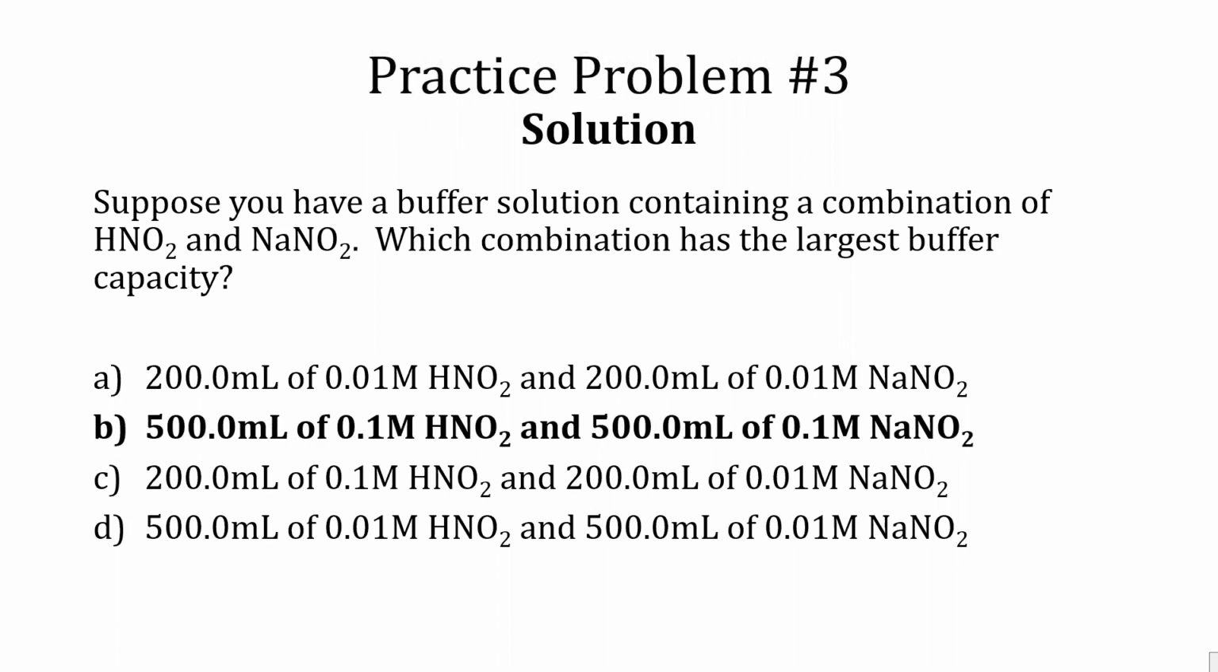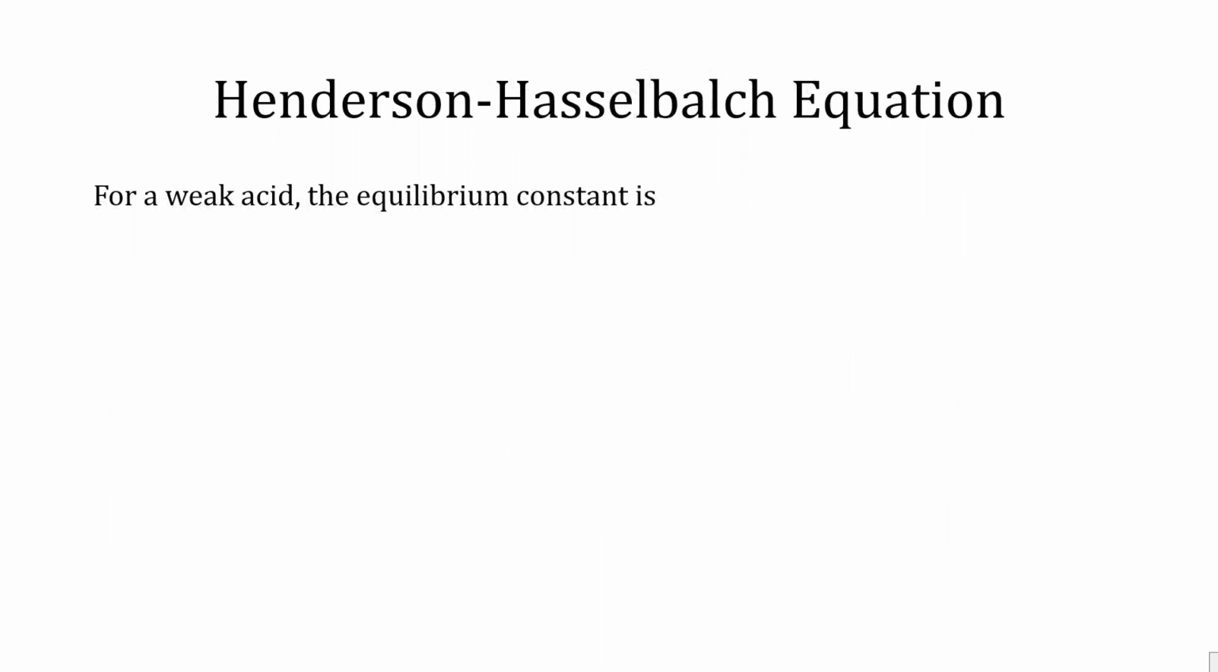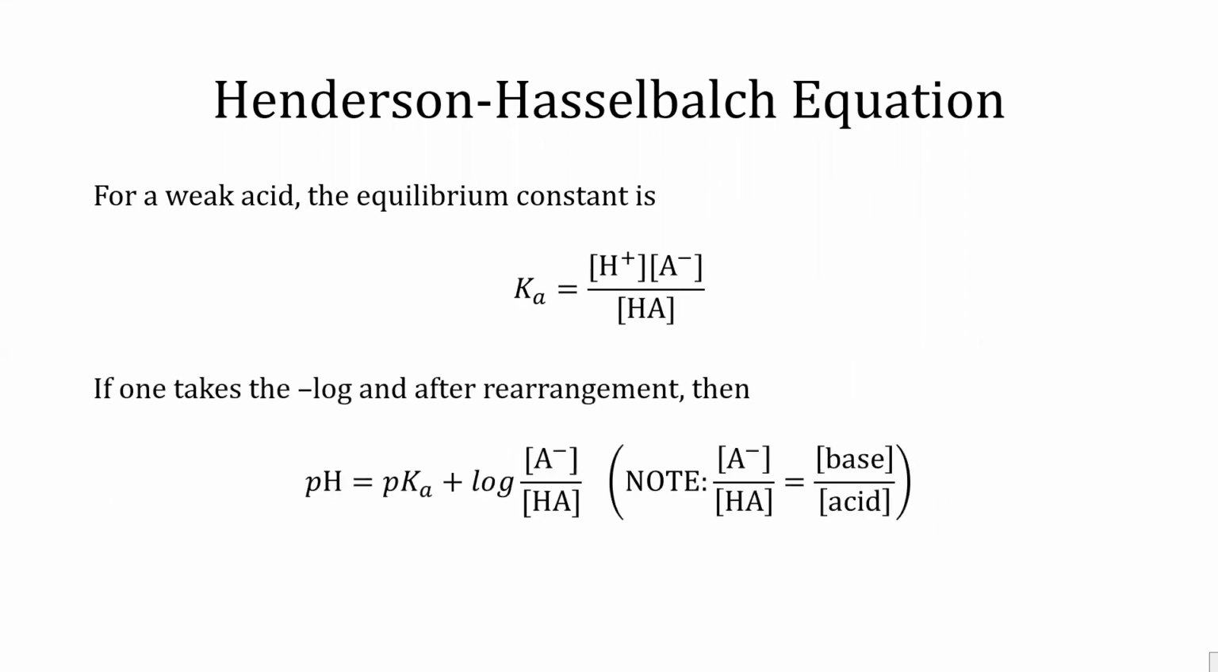The answer is B. In looking at the Henderson-Hasselbalch equation, since for a weak acid, Ka equals the concentration of H+ times A- over the concentration of HA, the final equation is pH equals pKa plus log of the ratio of concentrations of A- over HA. Note the concentration ratio of A- over HA equals the concentration ratio of base over acid. Note this equation is applicable to buffer solutions.